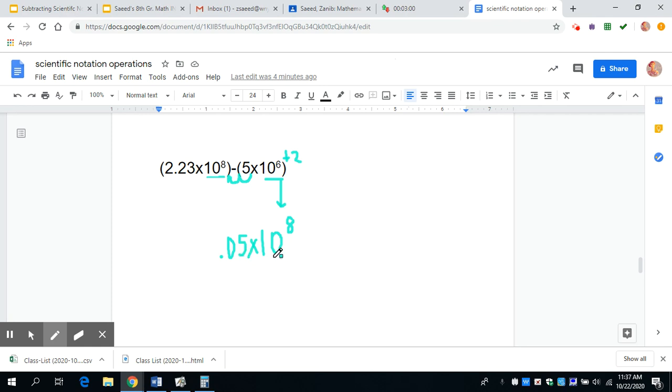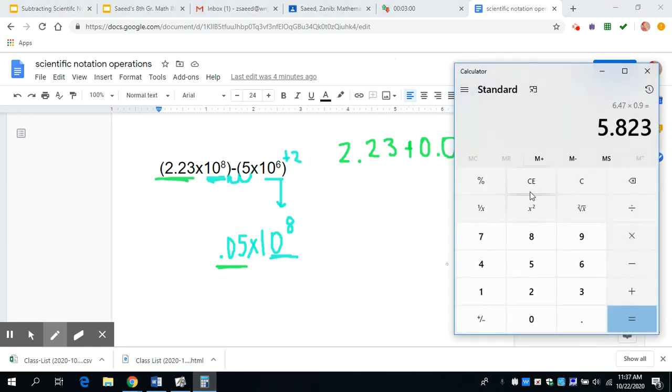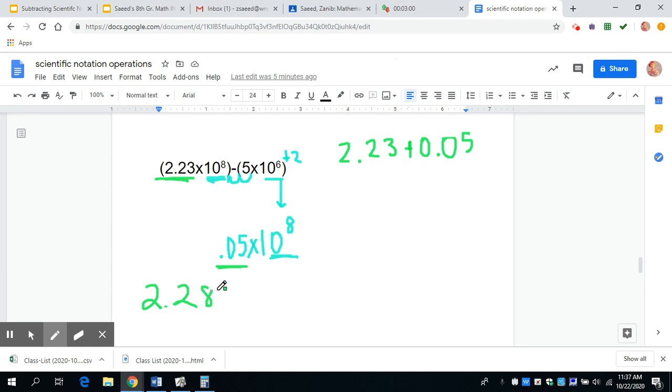Now this and this are both the same, which means I can add my coefficients, which is 2.23 plus 0.05. If you guys are wondering where I got my coefficients from, one is here, one is here. Add them up. Okay, that gives you 2.28 times 10 to the 8th power, because again, your bases stay the same when you're adding and subtracting.